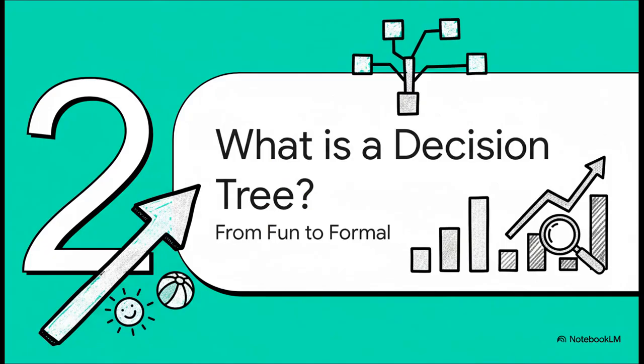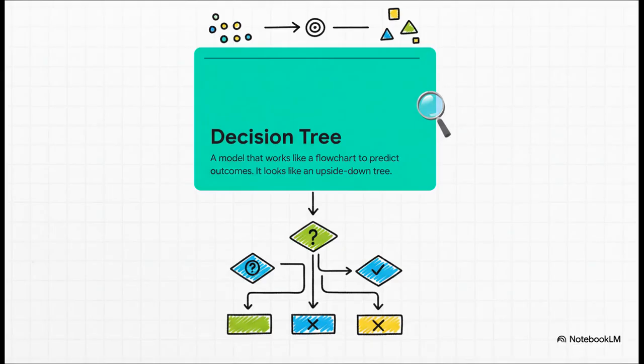Okay, so let's get a little more formal now. Let's build that bridge from these everyday examples to how data scientists actually use this tool to make some incredible predictions. So what is it, really? At its heart, a decision tree is just a model that acts like a flowchart. You give it some data, it asks a bunch of simple questions, and then it gives you an answer. And the name is pretty literal. It actually looks like an upside-down tree. You've got the root at the very top, and all the branches spread out downwards.